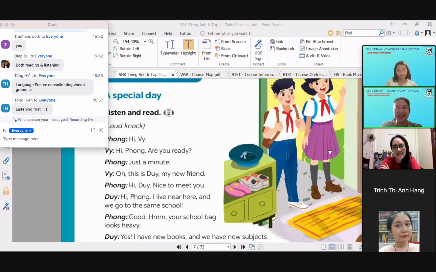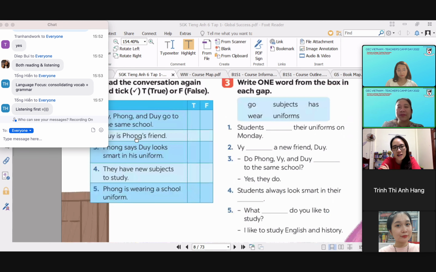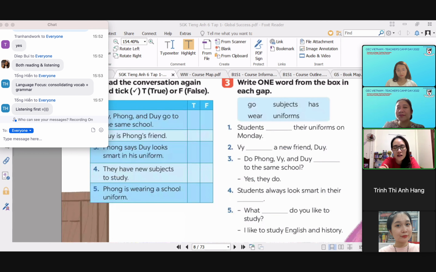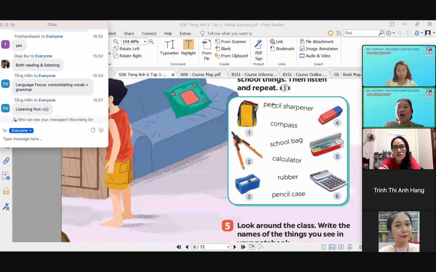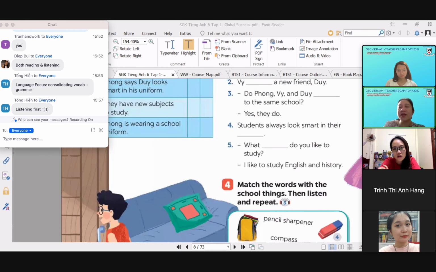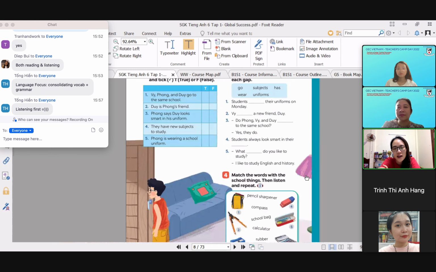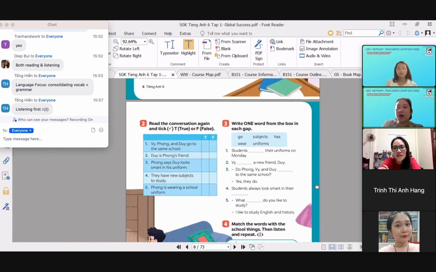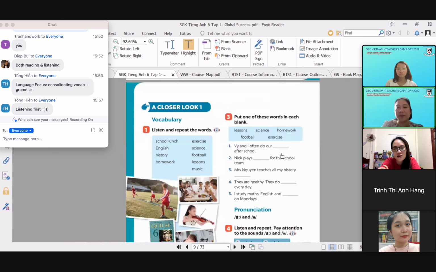The listening first. Okay. So you will do activity number 1 first, right? Yeah. So do you jump to activity number 3 or not? No, we will go from activity 1 to activity 2. So do you go to activity number 4, or you go to activity number 3 first? 3 and then 4, of course. So you mean that you follow the flow of the book? Yeah. And look around, write the names. Okay.